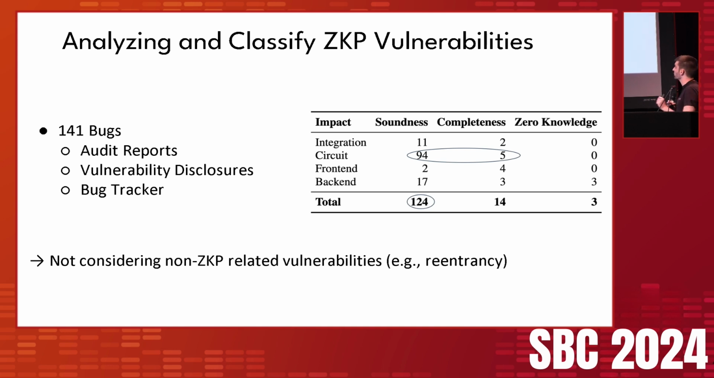So the majority of vulnerabilities are in the circuit layer, and the majority are also soundness bugs, which is the worst bug that can happen when we use ZKPs, because in the context of a ZK rollup, if there is such a bug and someone manages to exploit it, then all the funds could be drained from the ZK rollup.